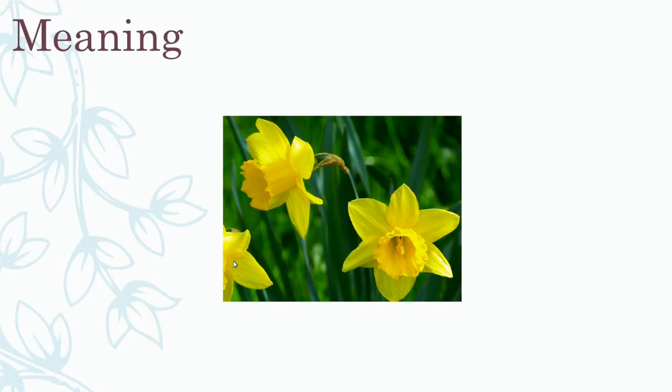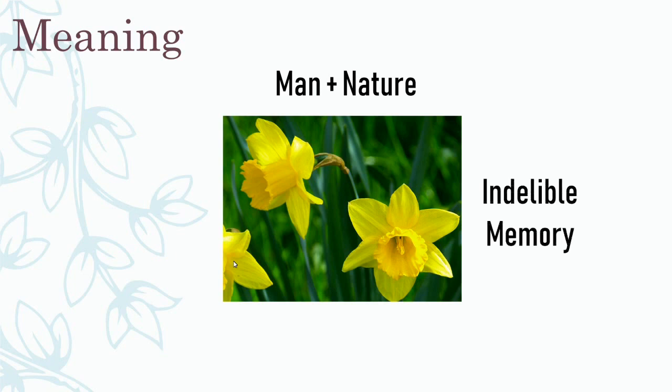Now, let's take a look at the meaning or message conveyed by this poem. Wordsworth elaborates on the connection between man and nature, showing that the speaker is overcome with a feeling of joy whenever he sees the daffodils. This suggests that the natural world is able to evoke strong emotions such as awe, which is a universal human experience. Also, this is an indelible memory, or an unforgettable memory for the speaker.